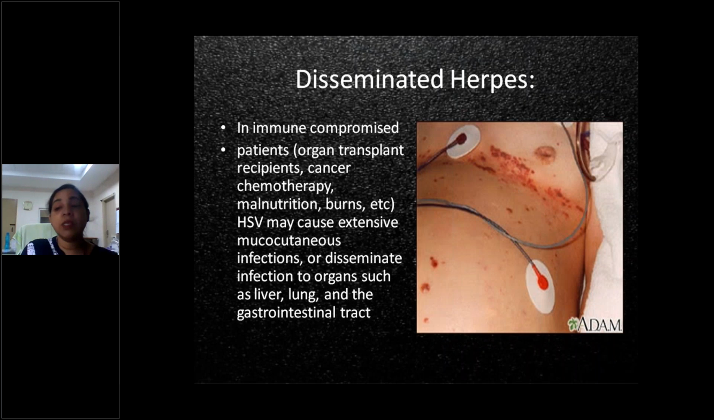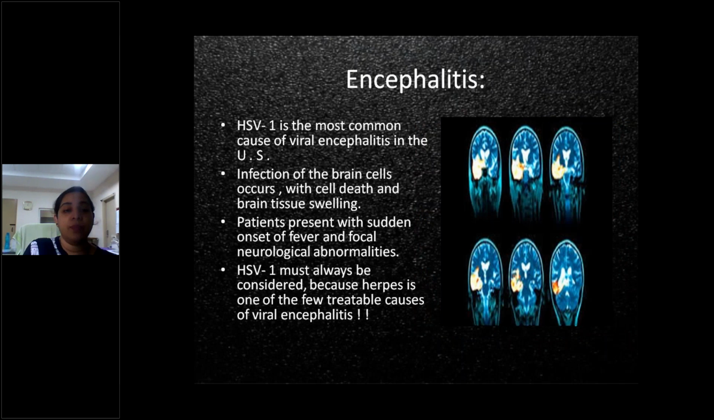Disseminated herpes. This is common in immunocompromised patients, such as patients who have undergone organ transplantation or cancer chemotherapy, or with malnutrition, etc. Encephalitis: infection of brain cells, which ultimately leads to cell death and brain tissue swelling. Patients usually present with sudden onset of fever and focal neurological abnormalities. HSV1 must always be considered because herpes is one of the few treatable causes of viral encephalitis.